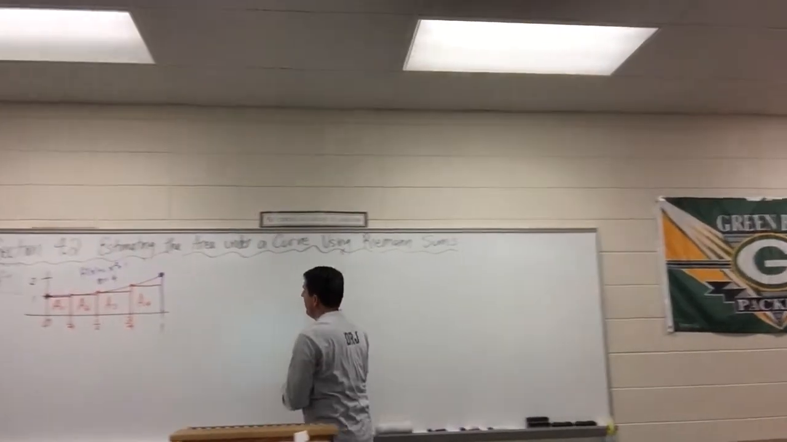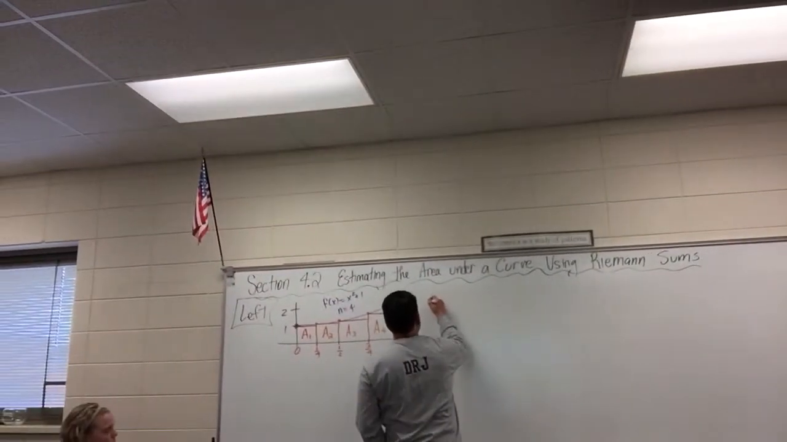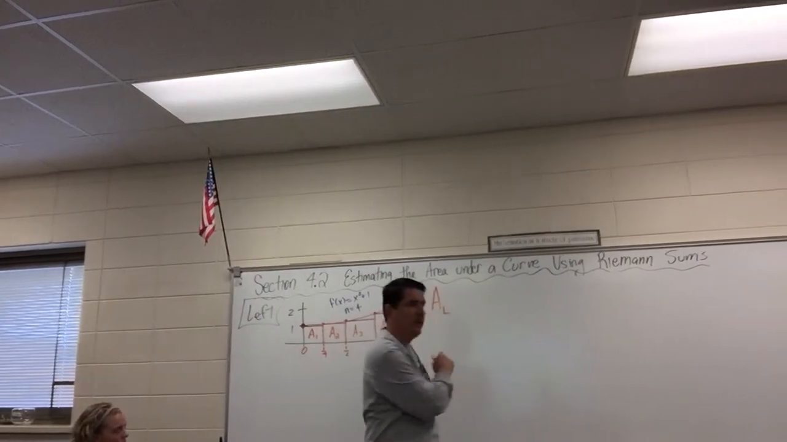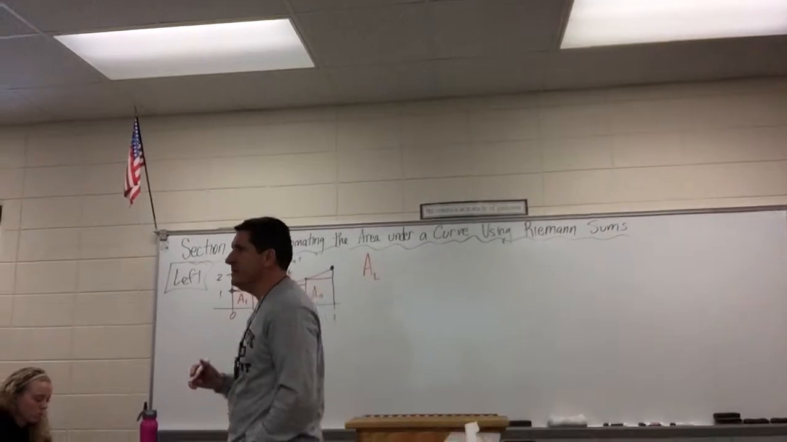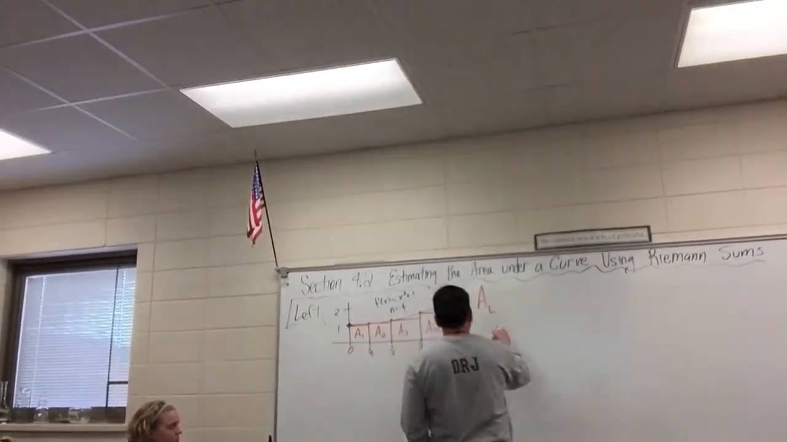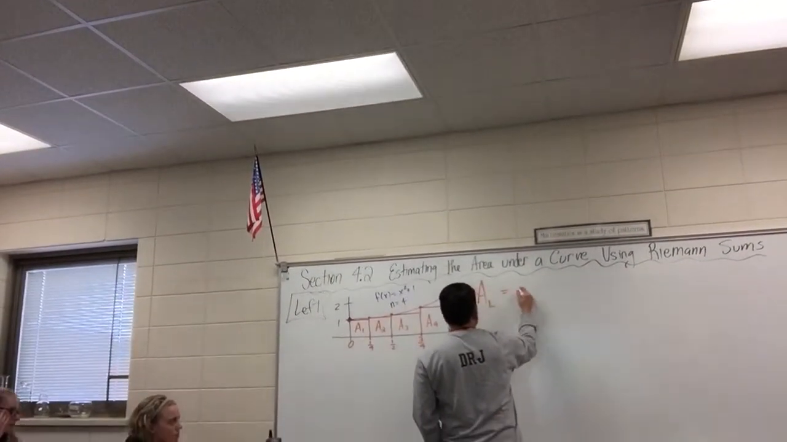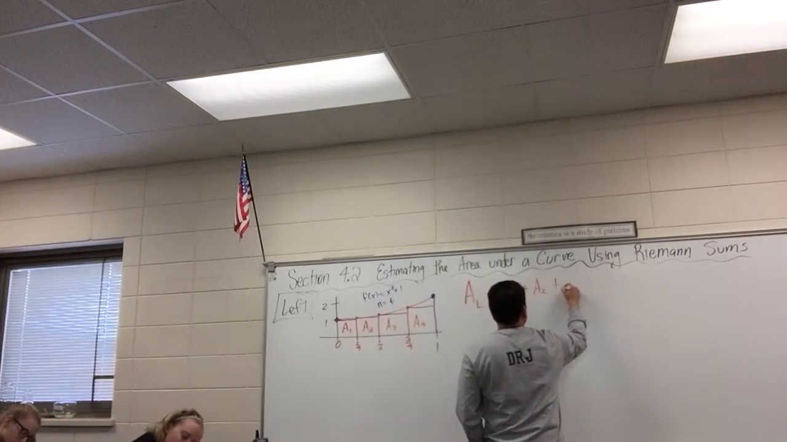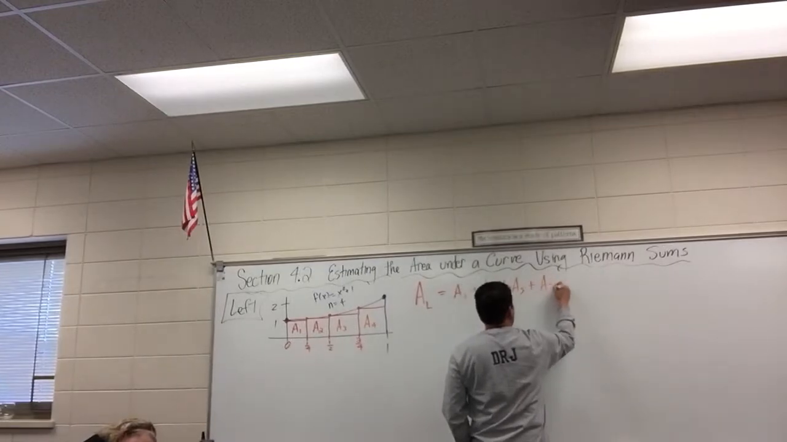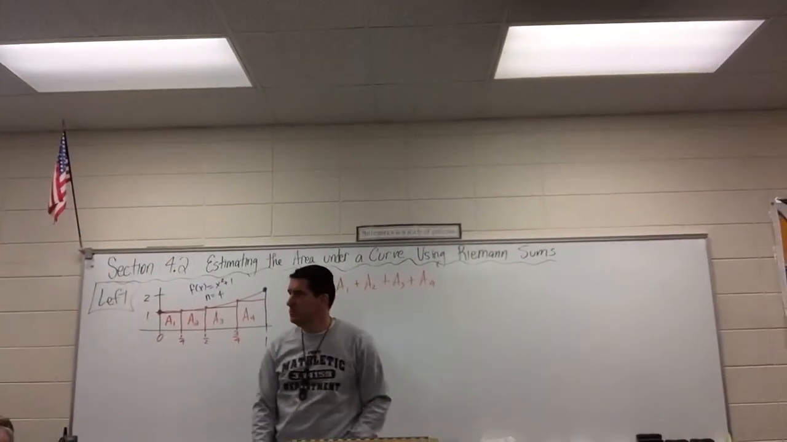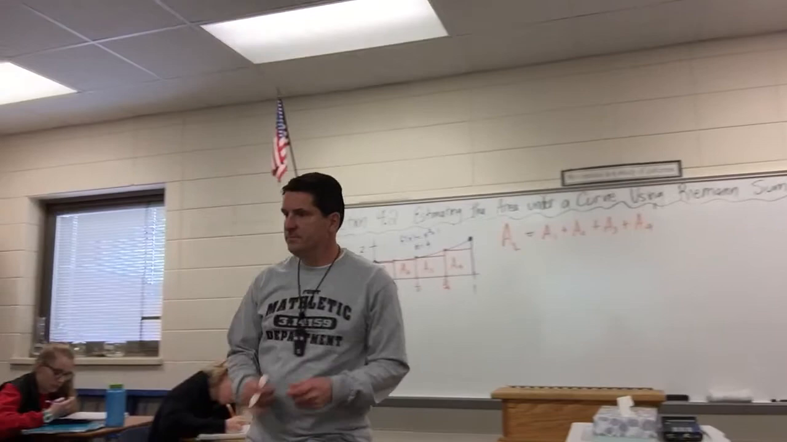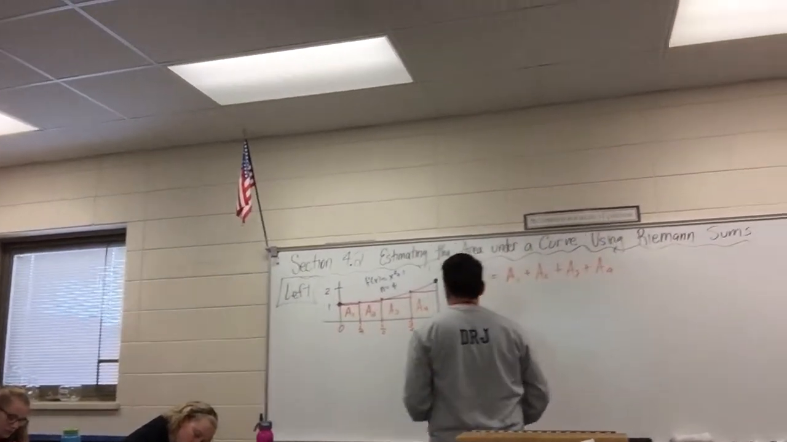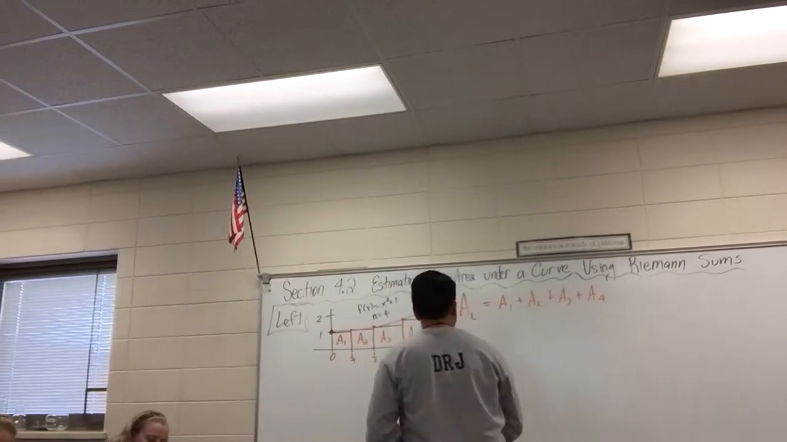That way, I can say that my estimated area, which is my area as a left-hand Riemann sum, A with a subscript of L for left, is equal to A sub 1 plus A sub 2 plus A sub 3 plus A sub 4. Remember that this is the estimated area, or if I just put A, that means it's the actual area.